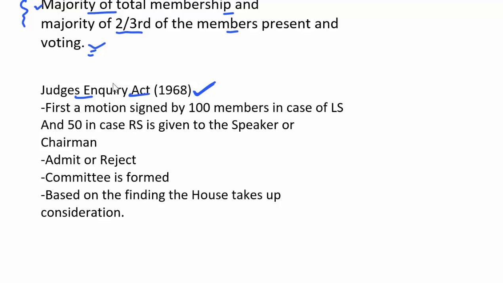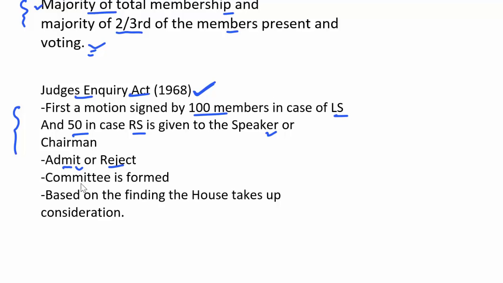This is very important, and this makes the process similar to that of the president, only the number differs. Just like in case of president, where the charges are framed and need to be signed by 1/4 of the members, in case of Supreme Court judges, first a motion is signed by 100 members in case of Lok Sabha and 50 members in case of Rajya Sabha, which is given to the speaker or chairman. Speaker or chairman can admit it or reject it.